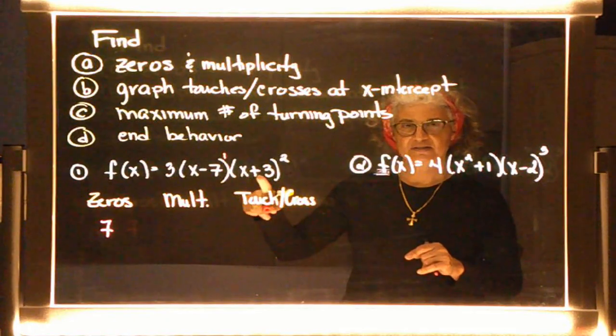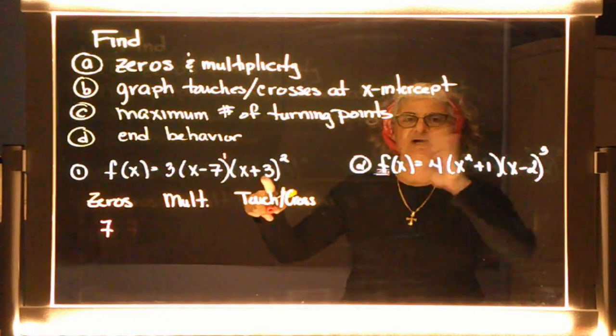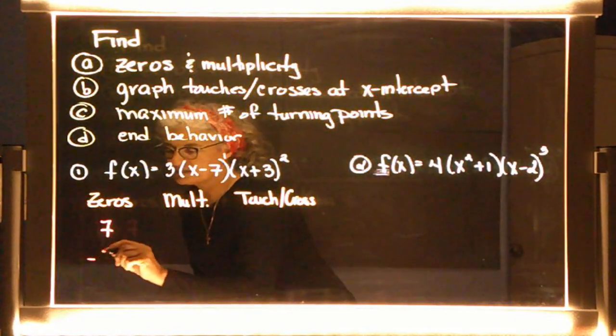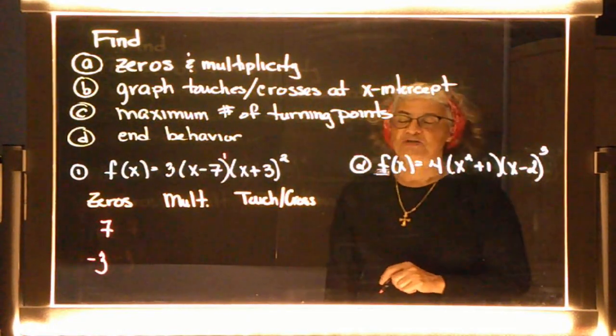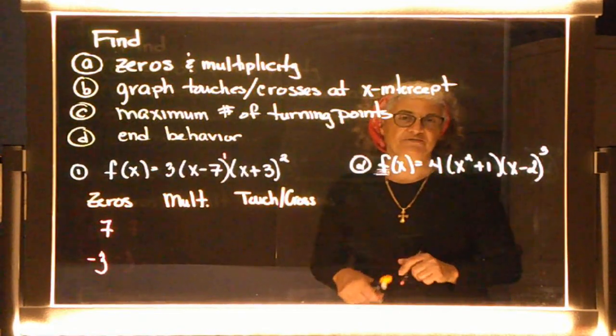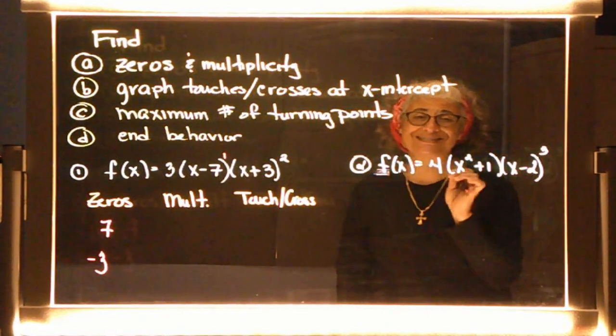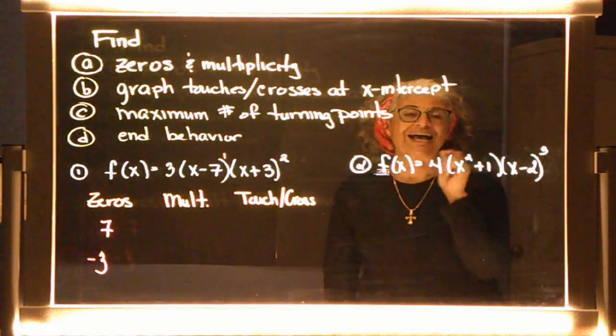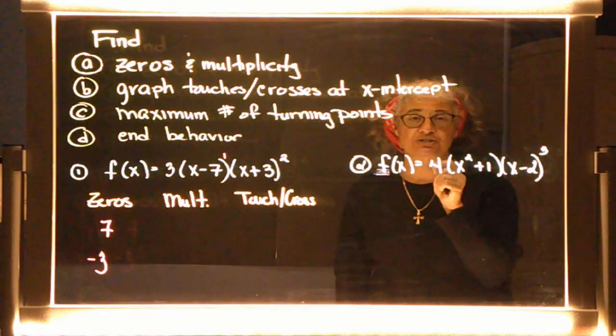This parenthesis says x plus 3. I set that equal to 0, I get negative 3. Awesome. Okay, so my zeros are 7 and negative 3. Now I need to know their multiplicities. I need to know how many times they actually appear as a solution.